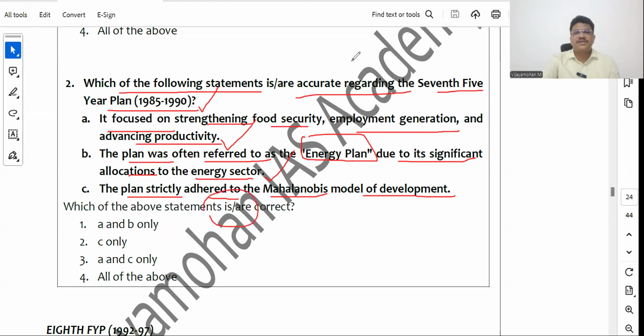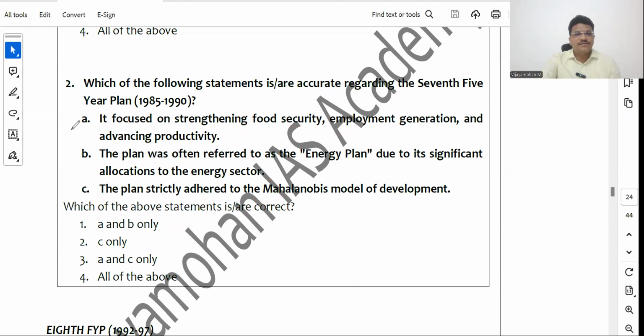If you observe the three statements, the first statement and second statement, A and B, are correct. Statement C is wrong. Why? Because the plan strictly adhered not to the Mahalanobis model, but to the Vakil and Brahmanandam model of development. So our answer will be A and B only, right? So these are the two practice questions.